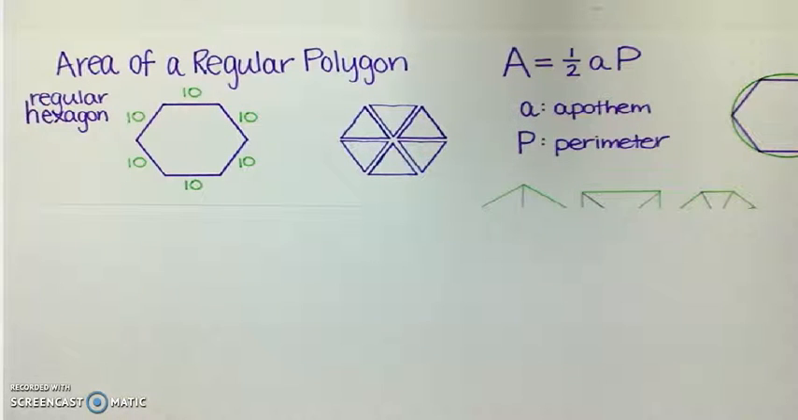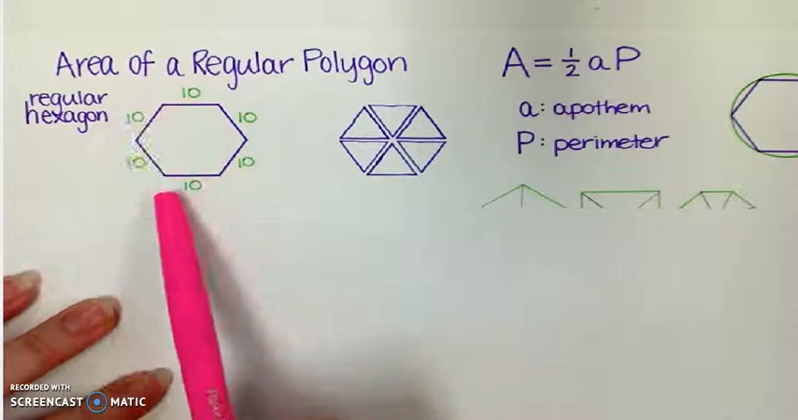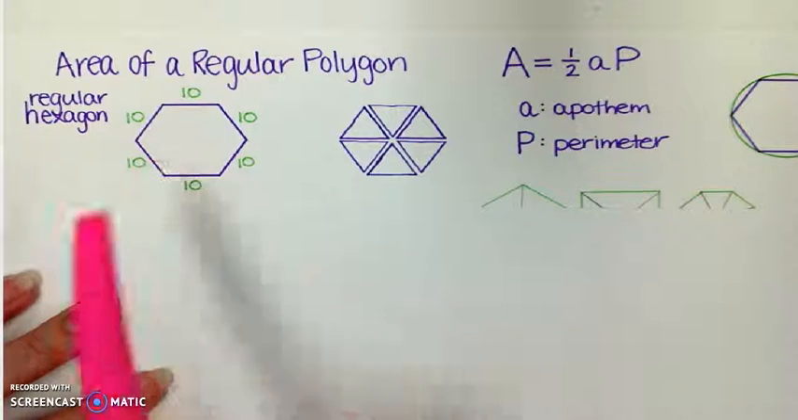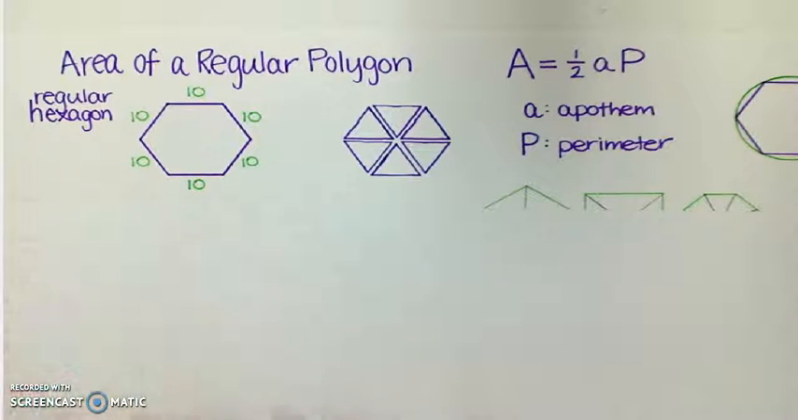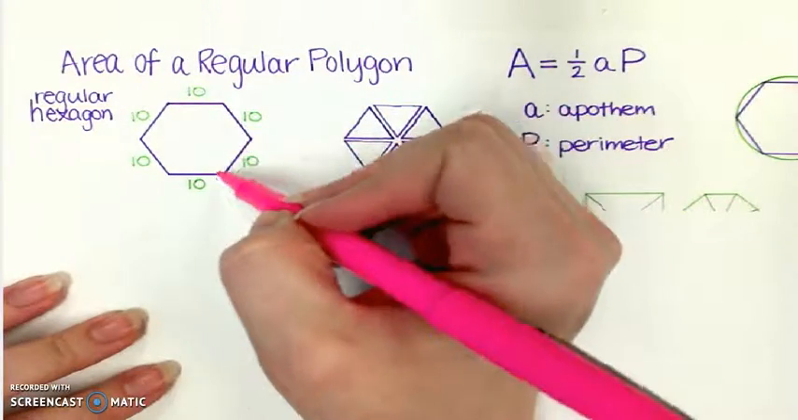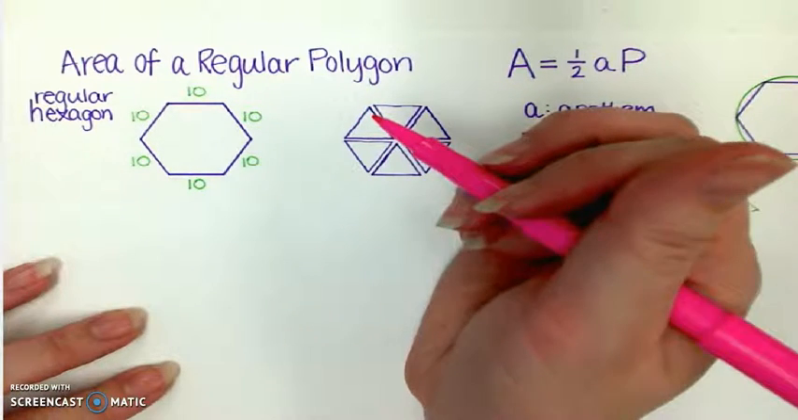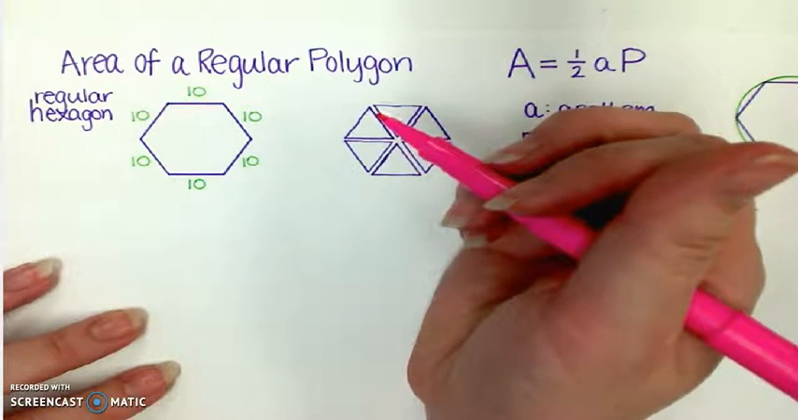I'm just going to give you a quick overview of how to find the area of a regular polygon. Remember, regular polygons are polygons that have all congruent sides and all congruent angles. I've got an example that has a hexagon on here, and I've made it so that all of the sides are 10, we'll say 10 centimeters. And we're going to try to find the area.